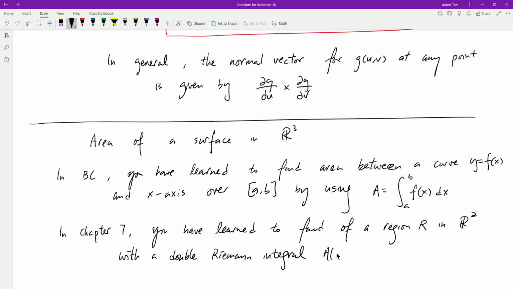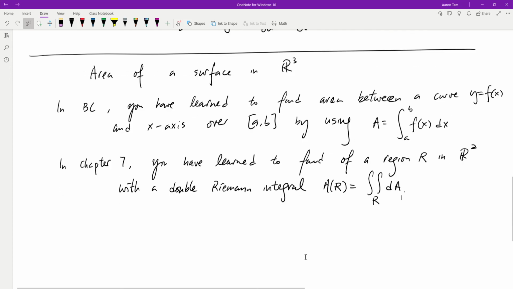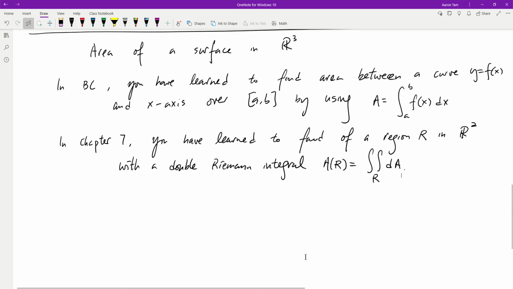A of R is equal to the double integral over R of dA. So that allows you to find the area in R2. Now what we're going to try to do is, what if we have a surface in R3? How do we calculate the area of this?